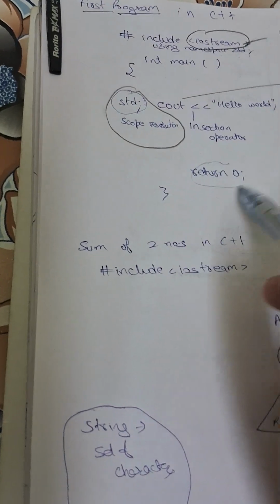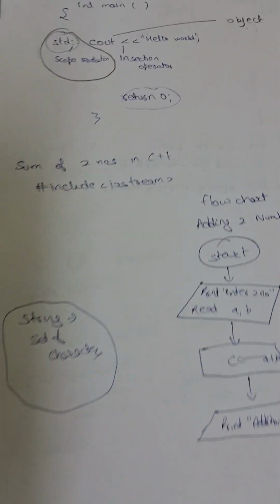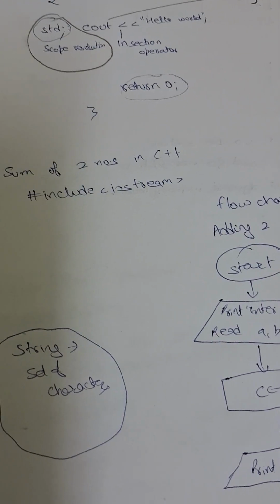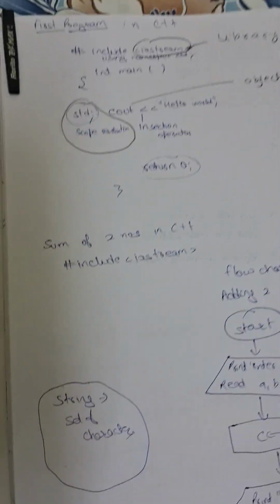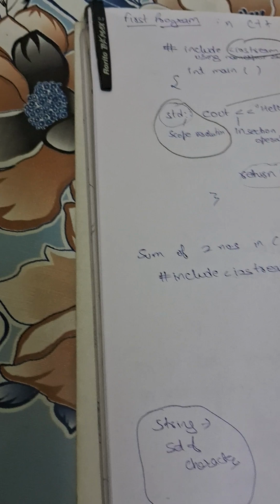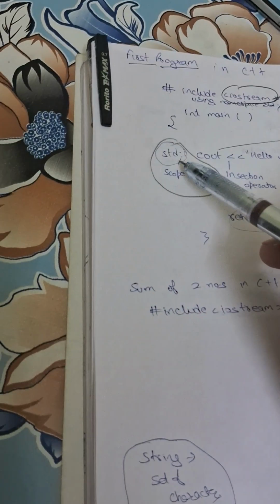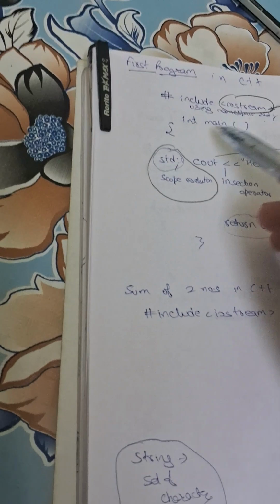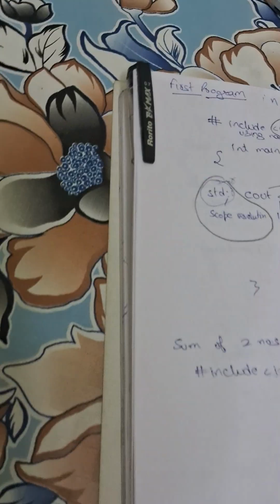Next is return 0. In every language that you see in C++, we use return 0 at the last of the code. So this is the std: if we do not use using namespace std here, then we use std:: instead. This is also correct, so it is an option that you write here or there.